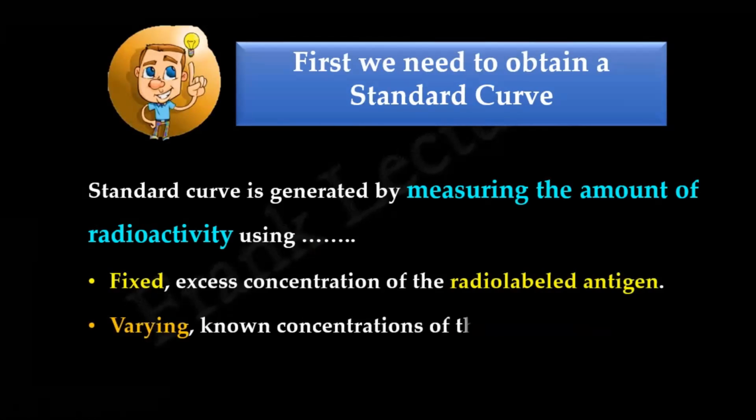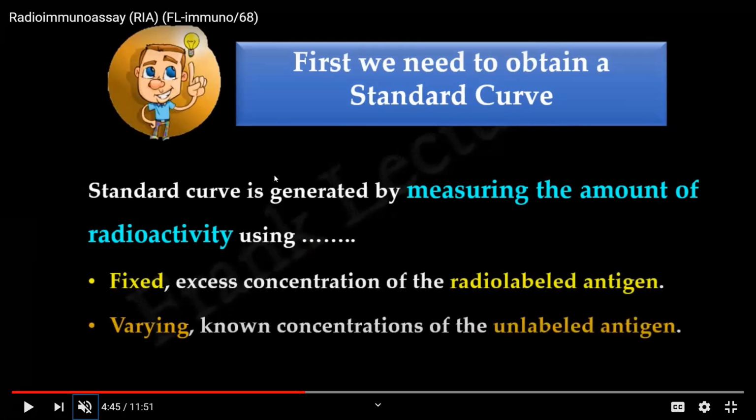Fixed but excess concentration. That means the amount of radiolabeled antigen has to be fixed. You decide that I'm going to take 10 radiolabeled antigens, but it has to be in excess amount. The amount has to be more, excess concentration. Then varying known concentrations of unlabeled antigen. And this time, the unlabeled antigen you take has to vary, meaning different concentrations, but known concentrations.